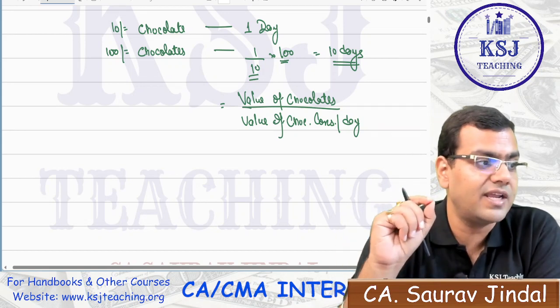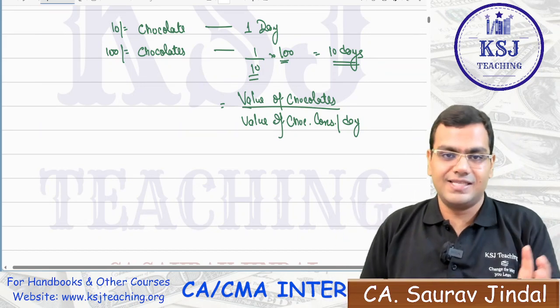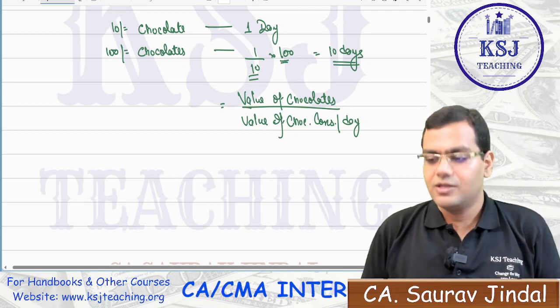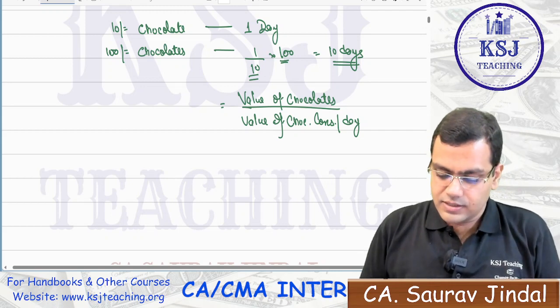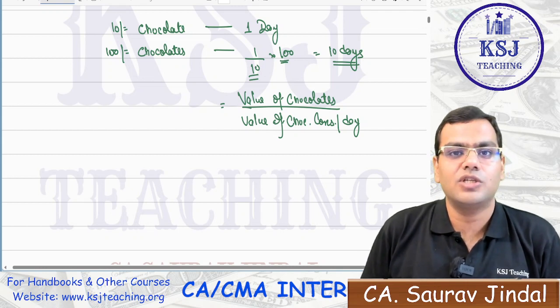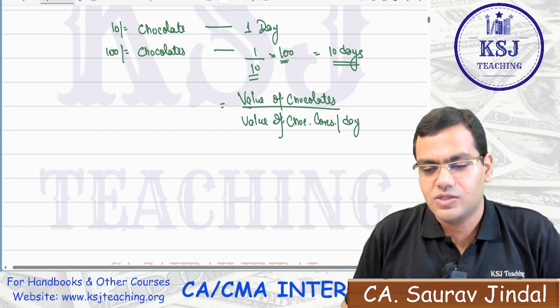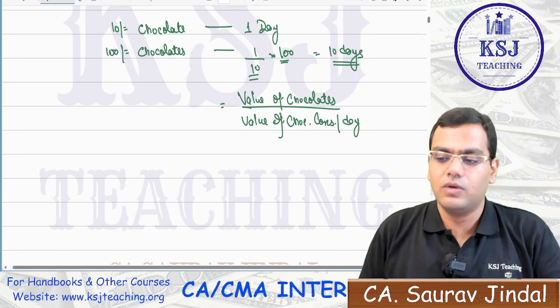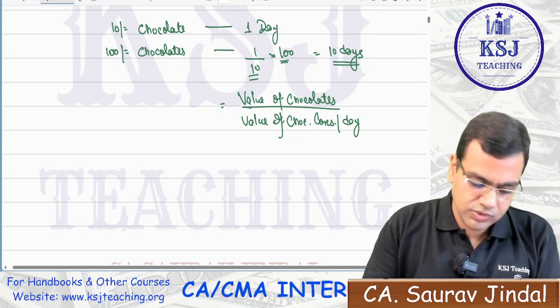From here, what we are getting is the total number of days, that is the holding period of the chocolates, right? So value of chocolates divided by value of chocolate consumption per day. So based on this only, we are going to calculate all the values.